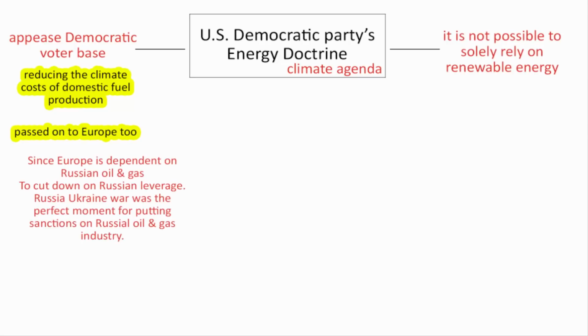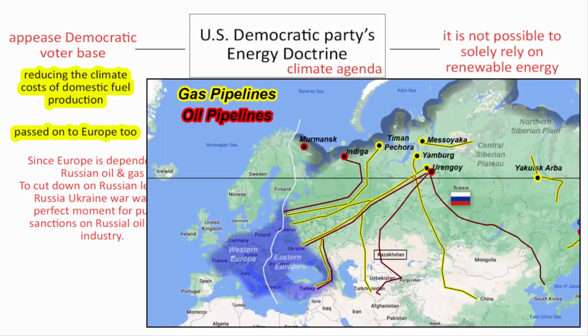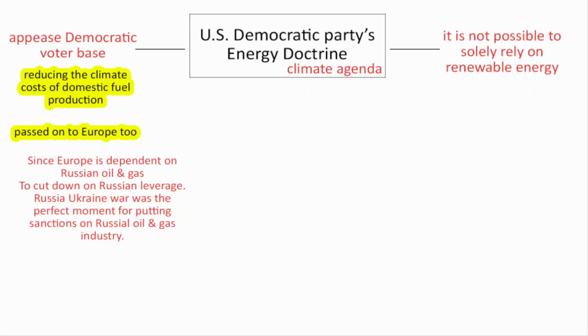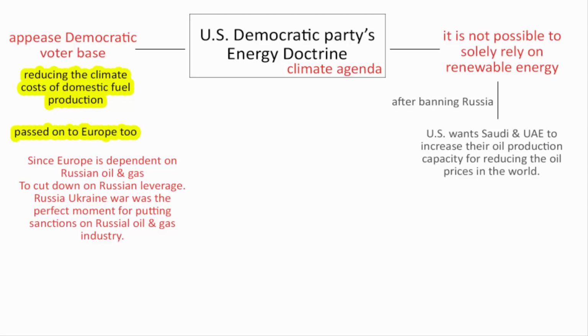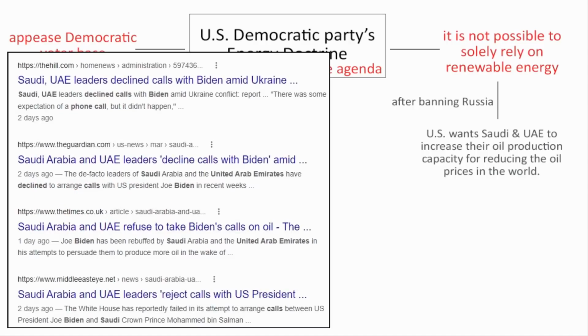And at the same time, America also wants to neutralize Russian leverage on Europe, because Europe is majorly dependent on Russia for its gas supply. But now after the Russia-Ukraine war, all the Western countries have also put sanctions on Russian oil and gas industry. And now the United States wants Saudi and UAE to increase their oil production capacity for reducing the oil prices in the world. Saudi and UAE have declined their call.